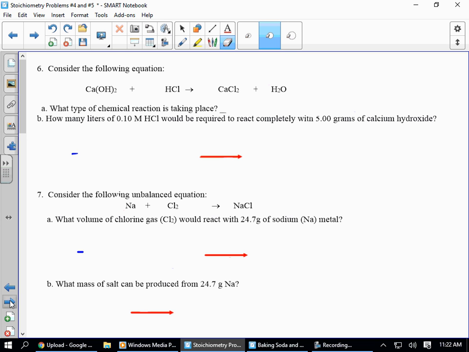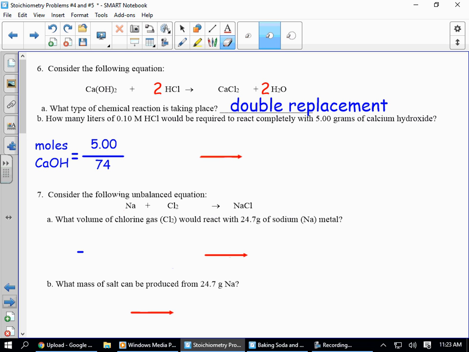On the back, pause the program, see if you can't do number 6. Alright, so first of all, to balance, you're going to need a 2 and a 2. This is a double replacement reaction. That will not be on a quiz that you have in this unit, but it never hurts to review. And the information that we have is that we have 5 grams of calcium hydroxide, and we want to know how much of an HCl solution would be required to react with that. So I can find the moles of Ca(OH)2. So I'm going to go 5 grams divided by 74, that's 1 Ca, 1 O, 1 H. When you do that, you get 0.068 moles. It is a 1 to 2 ratio, so you're going to double it.